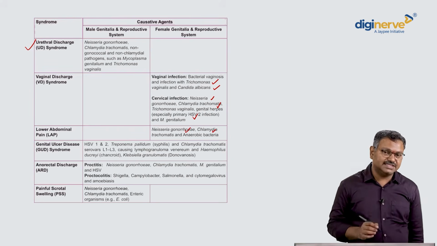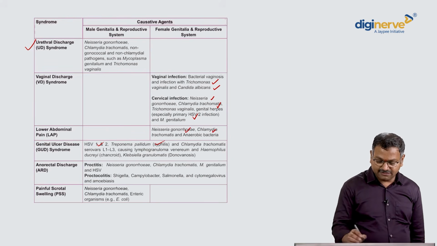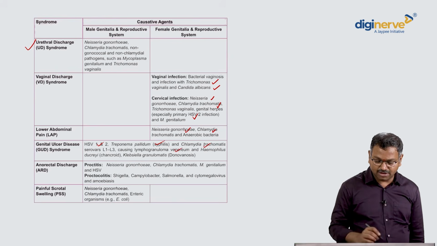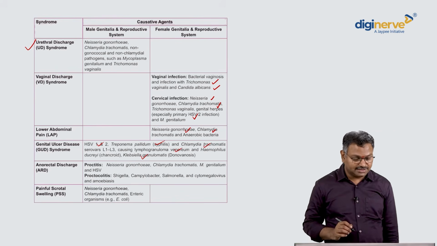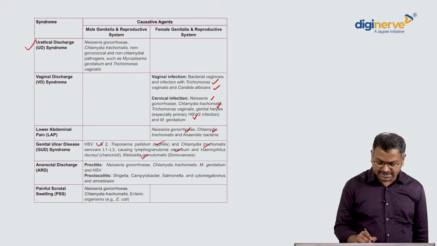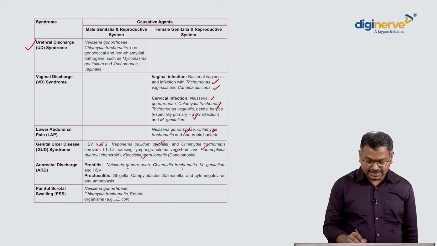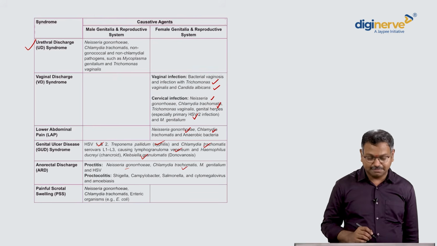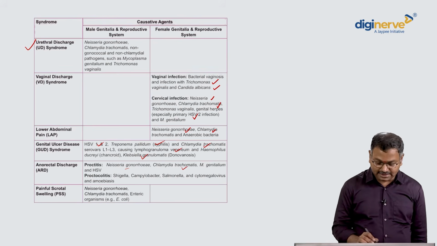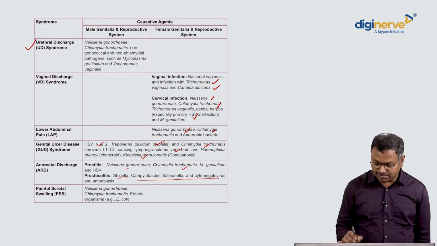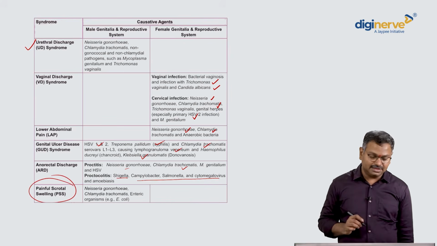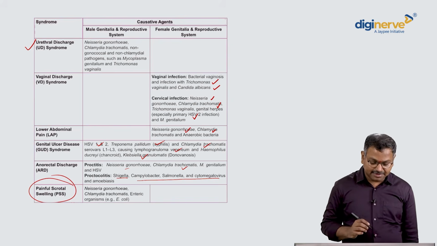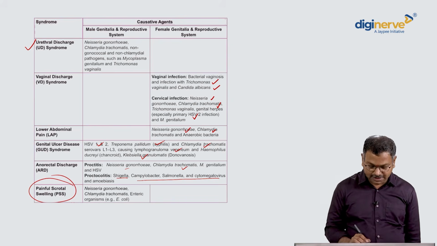Genital ulcers, as we discussed, it's herpes, syphilis, chlamydia, lymphogranuloma venereum, Haemophilus ducreyi, that's the chancroid, and Klebsiella. Anorectal discharge, again in proctitis due to Neisseria, chlamydia and mycoplasma and herpes. The proctocolitis can occur due to the other bacteria like Shigella, Campylobacter, cytomegalovirus. The painful scrotal swelling in males, mostly due to Neisseria, chlamydia and E. coli that could be happening.